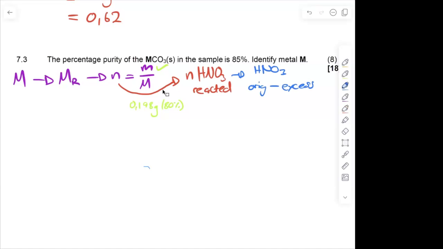And then I've got my steps because I know I've got the original, right? Do I have that? Yes, I've got the original. I've got the excess. So I can work out what was reacted. Once I can work out what was reacted, I can take that, use mole ratios to find the number of moles of my MCO3. Once I've got the number of moles of my MCO3, I can find the molar mass of MCO3. Once I've got the molar mass of MCO3, I can find the molar mass of just M. And then with just the molar mass of M, I now know what metal this is.